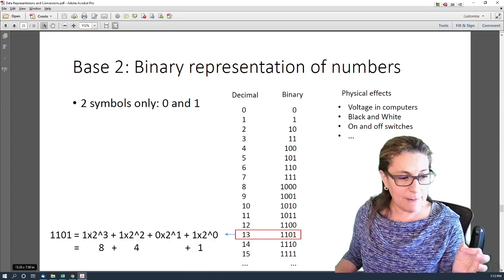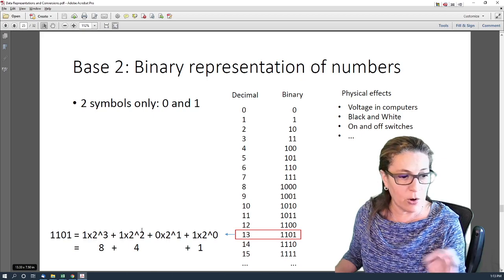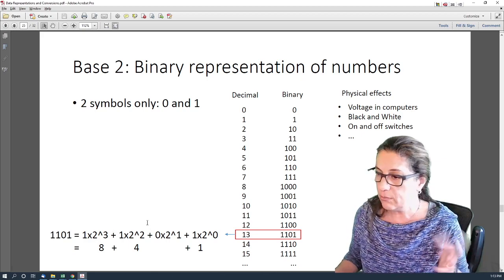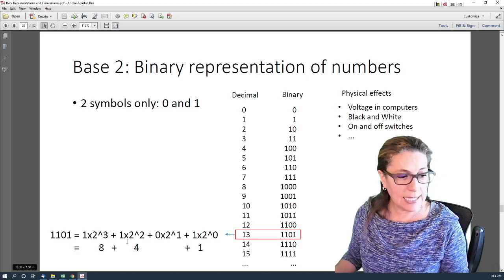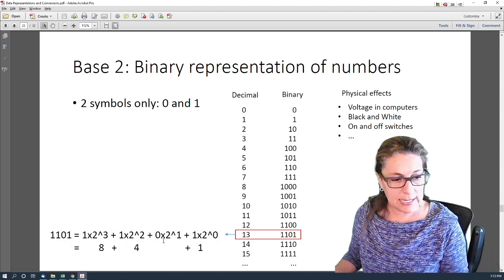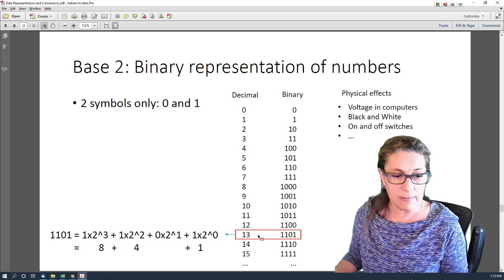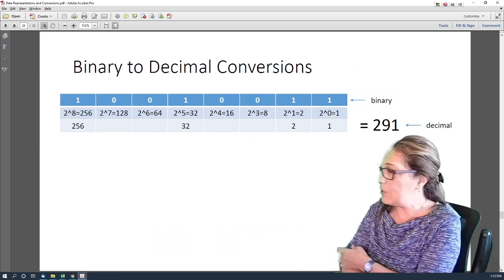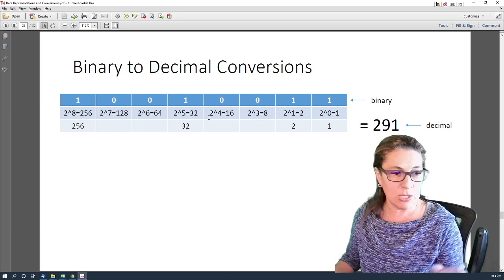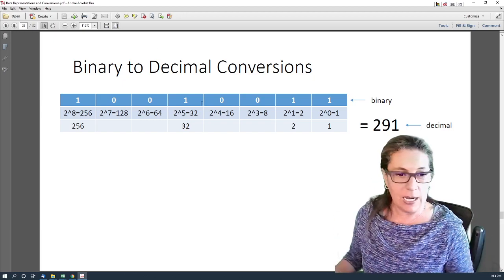And the coefficient here is always, in this case, 1 or 0, because there are only two possible digits. So in this case, it's going to be 8 plus 4, plus 0, plus 1, so we have 13. It's very easy to translate from binary to decimal. You can just do it with a table, if that helps.